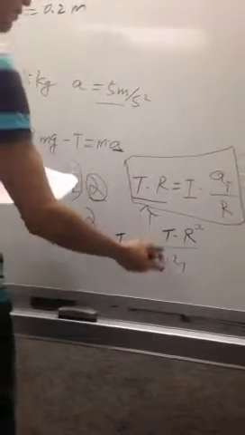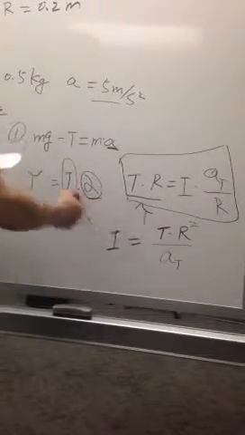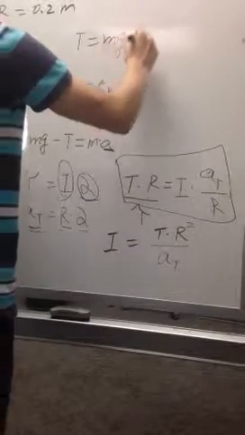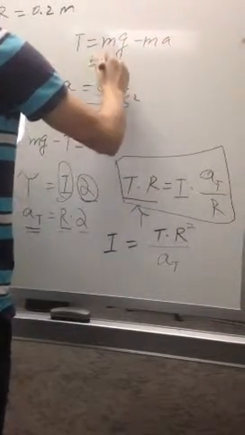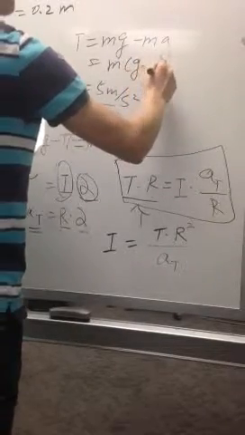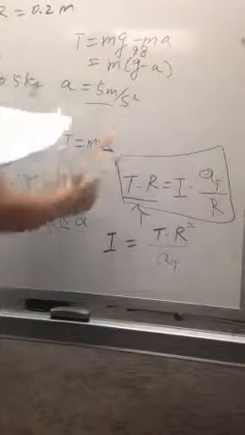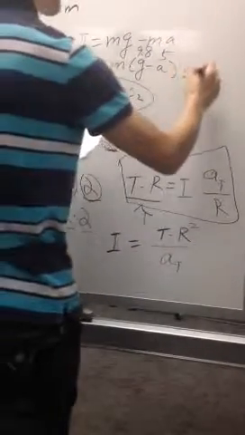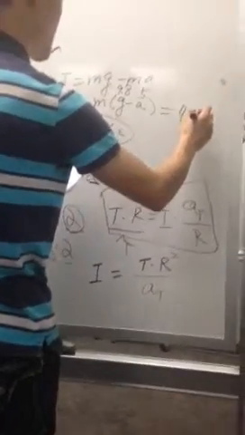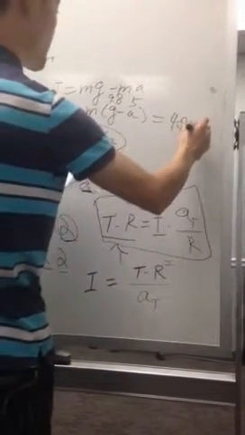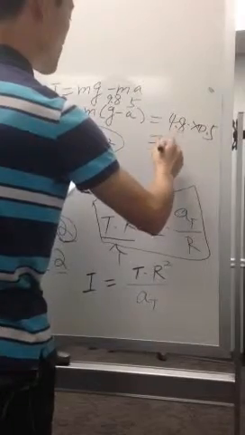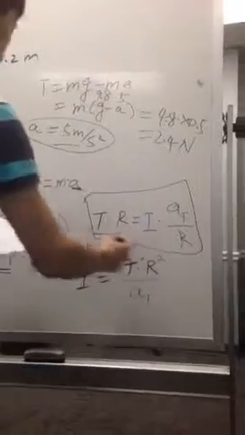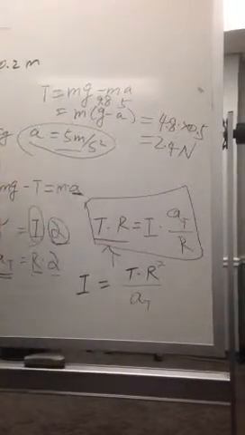If you put all the numbers, we know T, you know how to calculate T, is mg minus ma, and it's m times g minus a. We know g is 9.8, right? And a is 5 from here. So that would be 4.8 times m is 0.5, so you got 2.4 Newton. It's the T. We know the T. And the R is 0.2 meter.